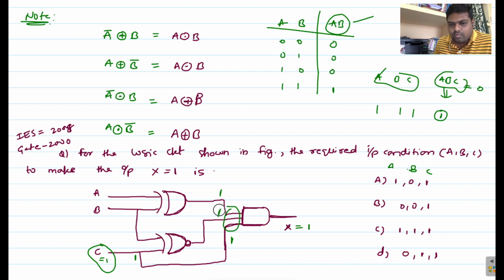So here we have 1. That means this XNOR gate output is 1. When will the XNOR gate output become 1? Already we have the statement: if both the inputs are the same, the output will become 1. If both the inputs are not equal, the output will become 0. This is the XNOR condition, right? So here we have one input as 1 for this XNOR gate, and the output is also 1.